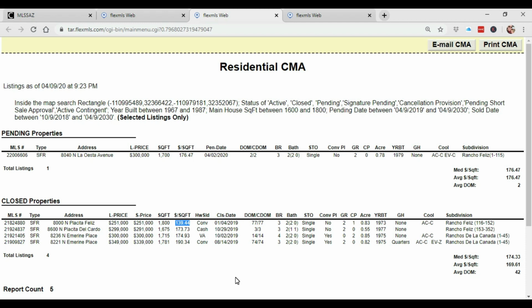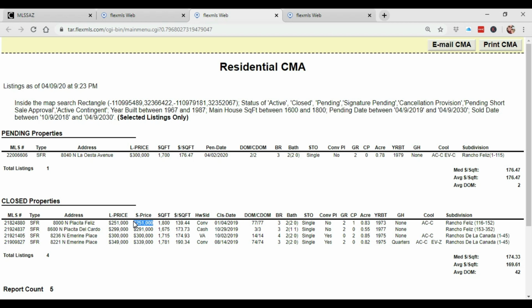I'm not a mathematician or anything, but let me just whip out the calculator really quick. $140 a square foot times 1,700 square feet is $238,000. So that'll give you an idea. If you were to go by price per square foot, then we should offer $238,000, which is what that property is worth.